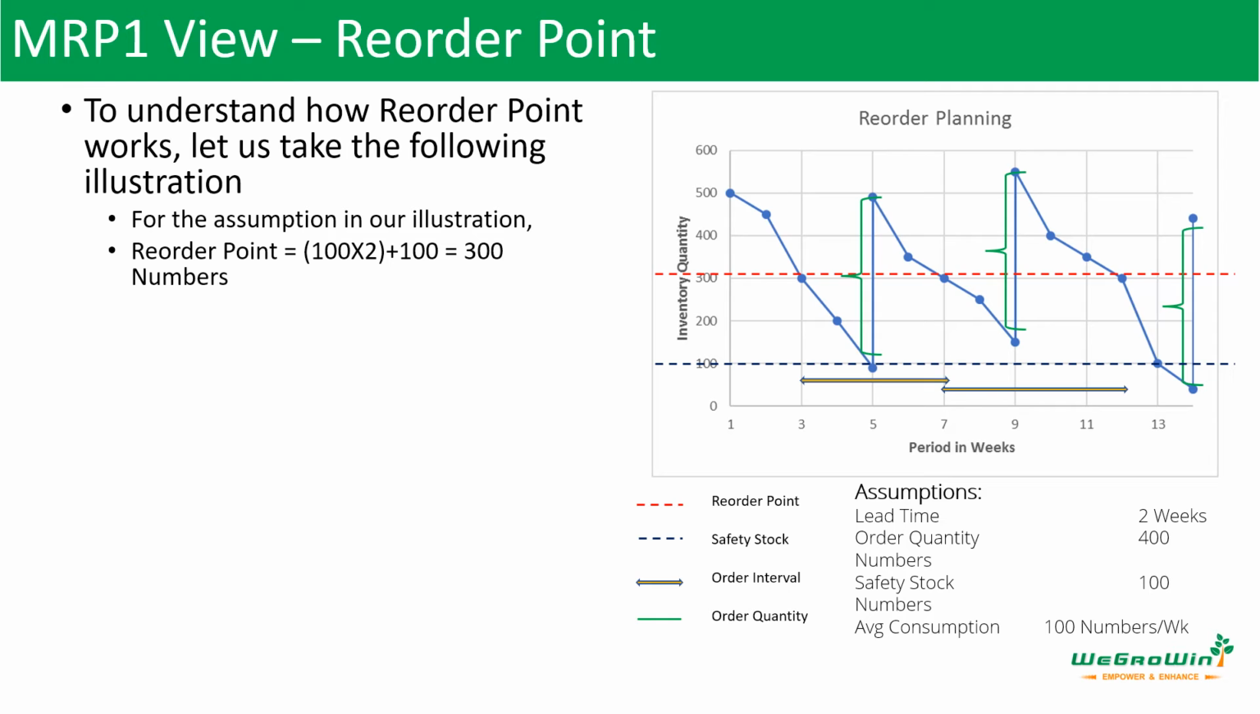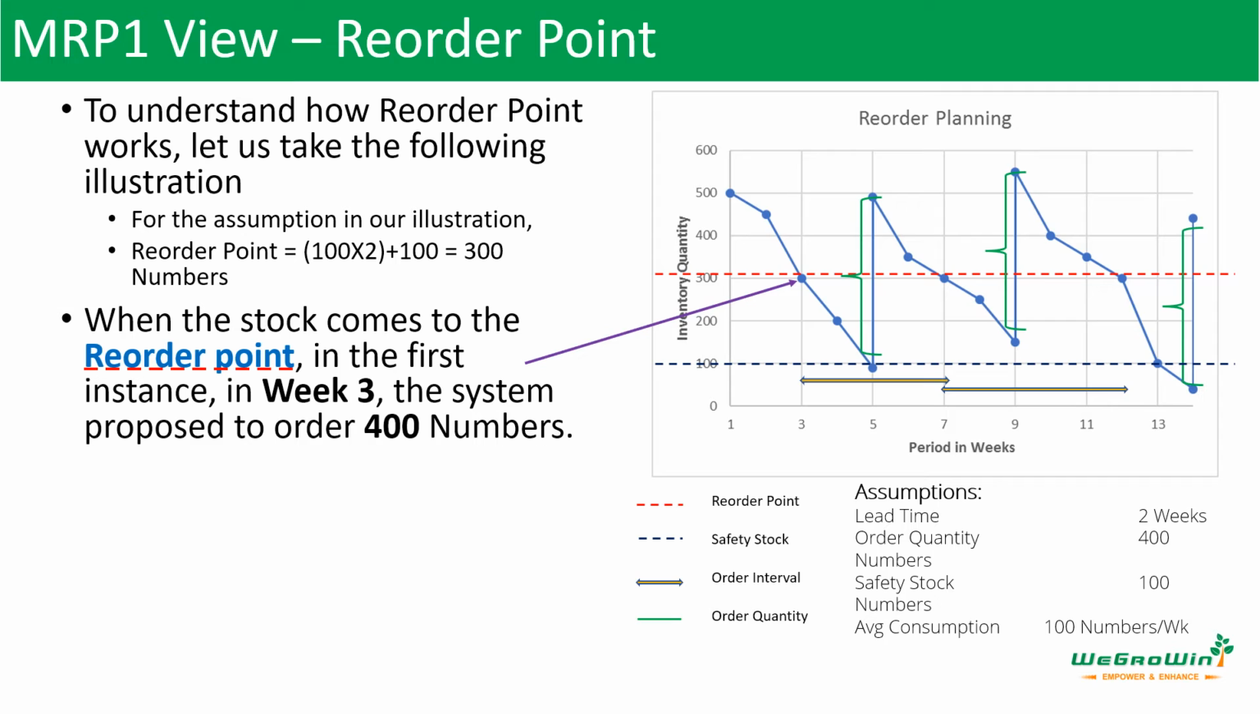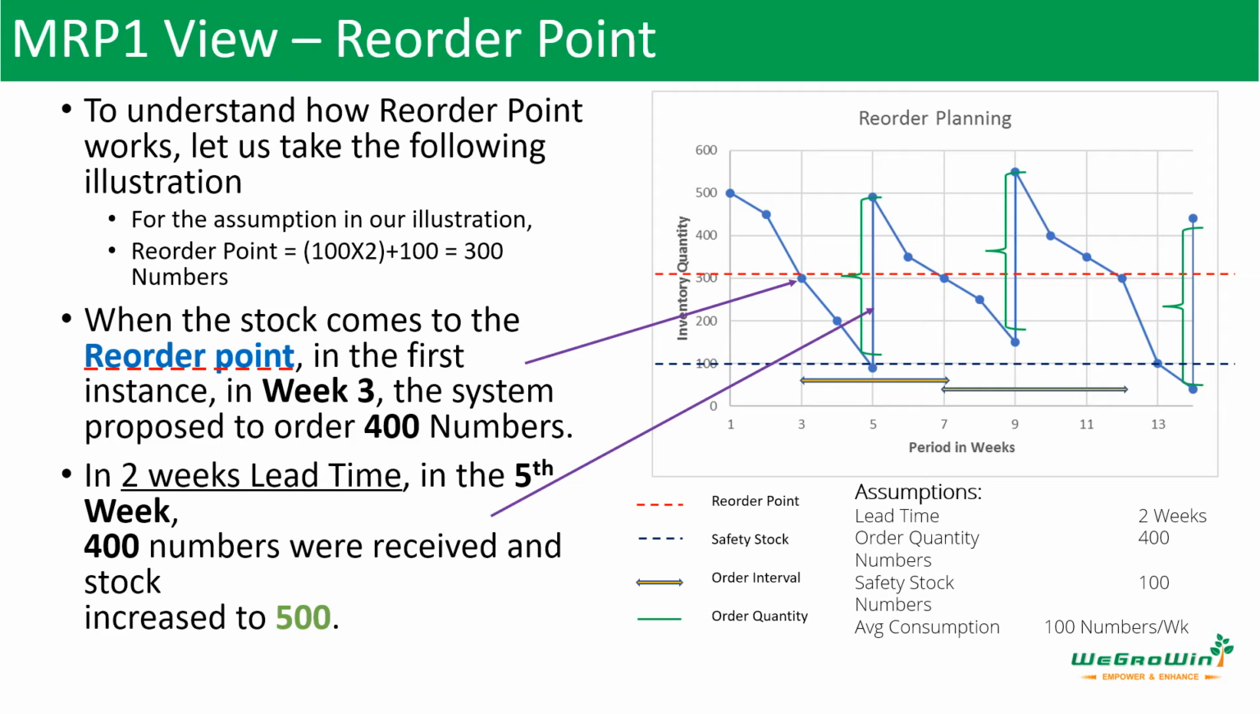To understand how the reorder point works, let us take the following illustration. Here we are given some assumptions: lead time 2 weeks, reorder point 300 numbers, safety stock 100 numbers, and average consumption 100 per week. Here the reorder point is calculated as consumption per week 100 into 2 weeks lead time plus 100 safety stock, which is 300 numbers. So when the stock comes below 300 numbers, the system will propose the order quantity of 400 numbers in week 3. With the 2 weeks lead time, we will get 400 numbers into the stock.